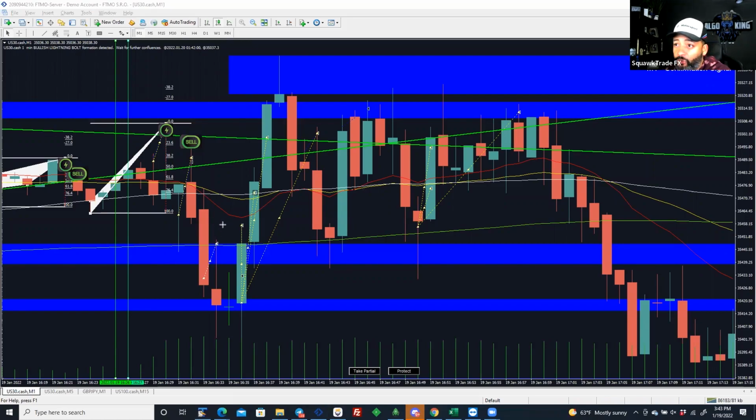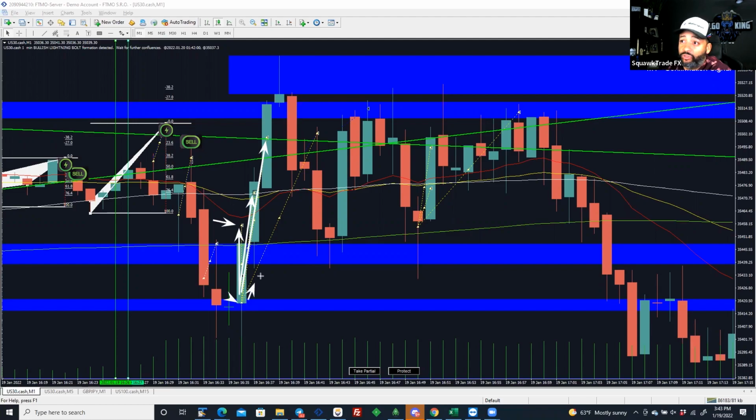My first take partial was actually right here at this level. Price shot up. I entered here. Price shot up. I took my partial there. And then my second partial was taken right at this level here as it began to touch the 100 SMA. And then my third take partial was taken right here at this level as it began to touch my trend line that I had drawn out. So once again, I take partials on the 20, 50, 100, 200, also when it approaches any of my squawk zones, and also if it's approaching any of the trend lines that I draw, right? So that's my third take partial.